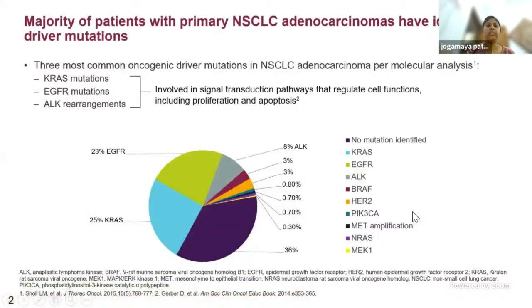As we know, the three most common oncogenic driver mutations in non-small cell lung adenocarcinoma are KRAS mutations, EGFR mutations, and ALK rearrangement. EGFR mutations can be seen in 20 to 40% of the cases. The Asian population has mostly around 40% of patients showing EGFR mutation positivity.